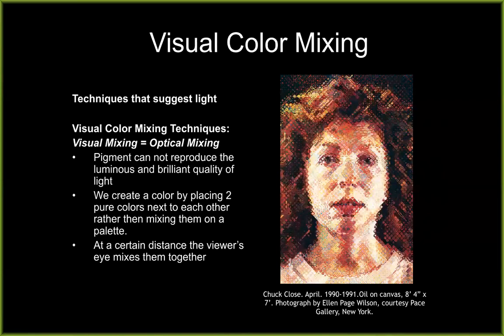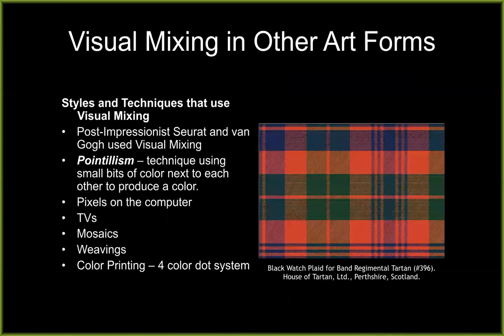You put two pure colors very close, and then when we are viewing this, we see the colors mixed. At a certain distance, if you got really close, you would just see these as individual areas of color, but the farther you get away, the more they blend together. That's called visual mixing or optical mixing. You can do that using Photoshop very easily. They also use it in textiles.